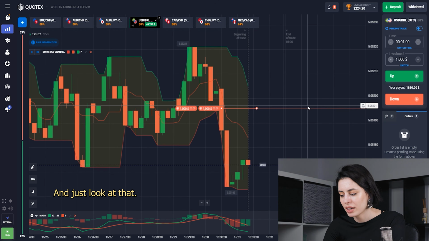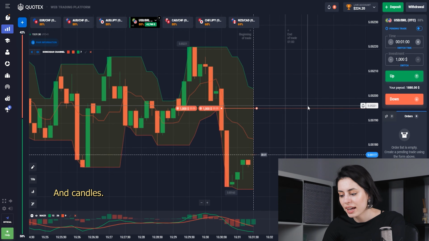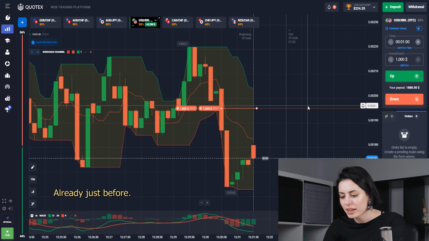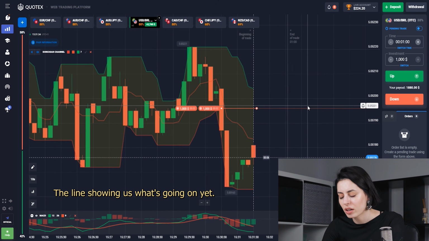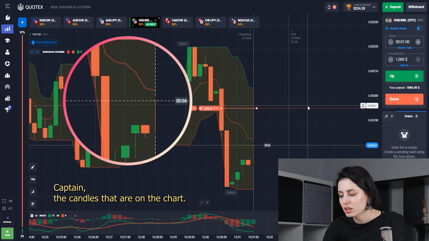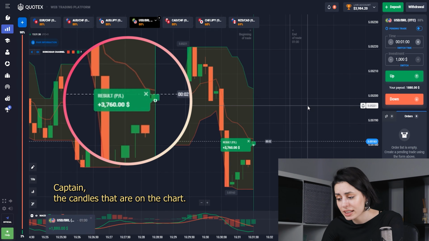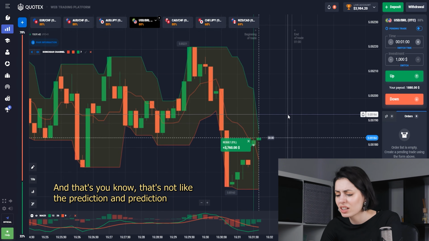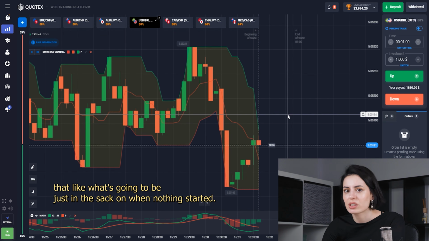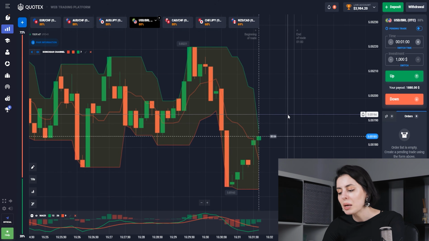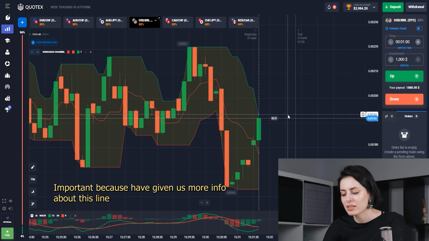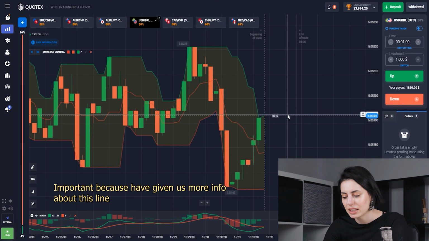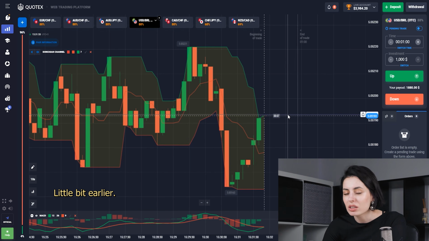And just look at that. These candles, already just before the line, are showing us what's going on. Yep, the candles are actually catching the candles that are on the chart. That's not a prediction of a prediction, not what's going to happen in a second when nothing has started. But anyway, it's quite important because it's giving us more info about this line a little bit earlier.